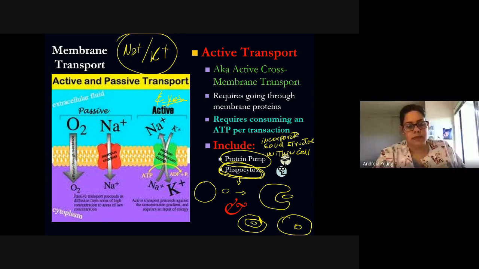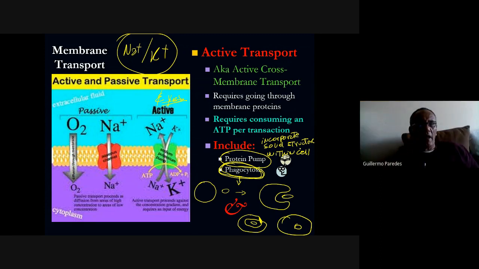And when you have active transportation, it is going to be against the concentration gradient, upstream. The best examples are the sodium potassium pump and phagocytosis. That's it. There's one more thing we need to talk about after the lunch break. You okay with that? Yes.